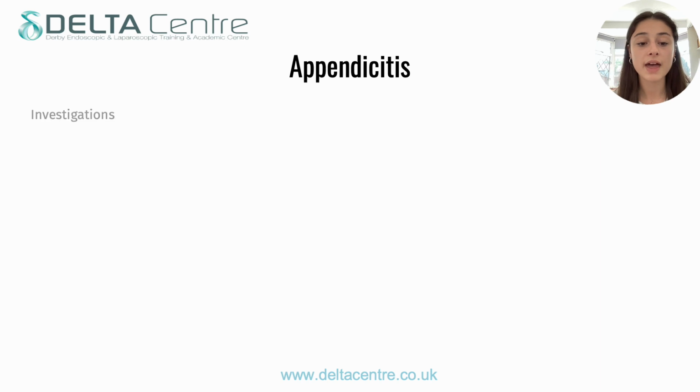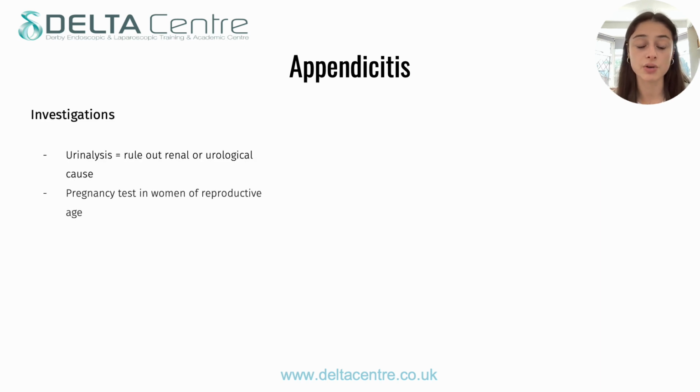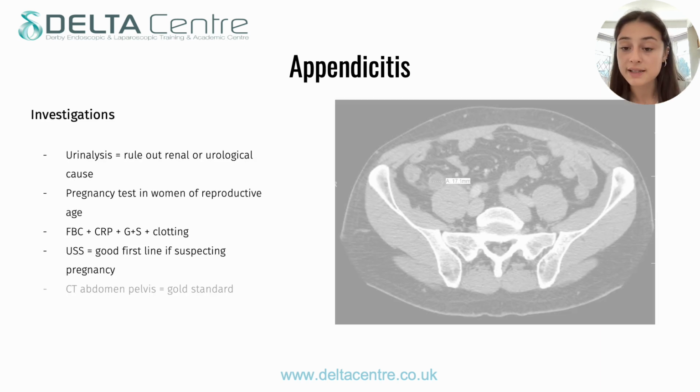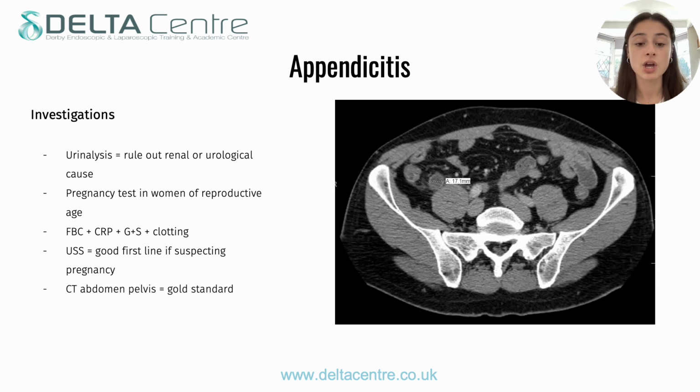Okay, then in terms of what investigations you'd want to do. We'll start off with a urinalysis, a really easy investigation to do to rule out any renal or urological cause because it is in the right lower quadrant. We also want to do a pregnancy test in women of reproductive age to rule out any ectopic pregnancies. Then we want to do a full blood count, CRP looking for any inflammation, group and save to look for the patient's blood type, and also clotting, because if we need to do surgery, we need to make sure that their clotting is within range.